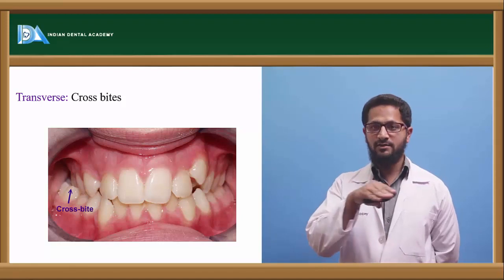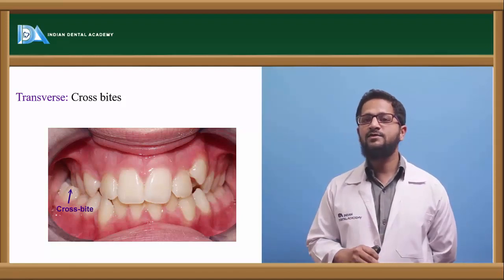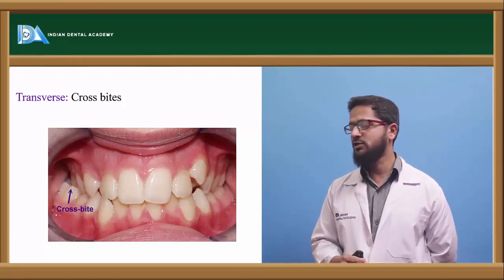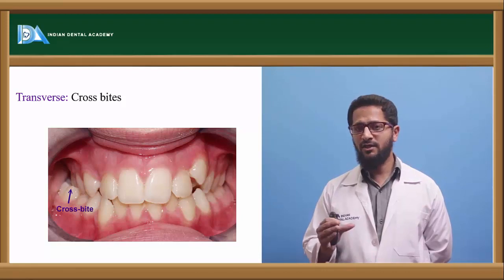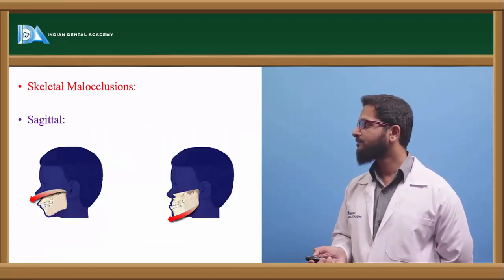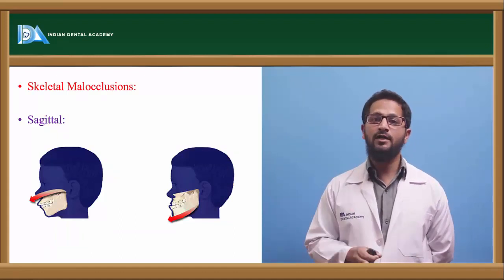The third is transverse. Transverse is this plane, the transverse plane, wherein there is abnormal transverse relationship between upper teeth and the lower teeth. This results in the occurrence of crossbites. This can occur because of constricted maxillary arch or widened mandibular arch, etc. This was all about the malocclusions which occur with respect to dentition.